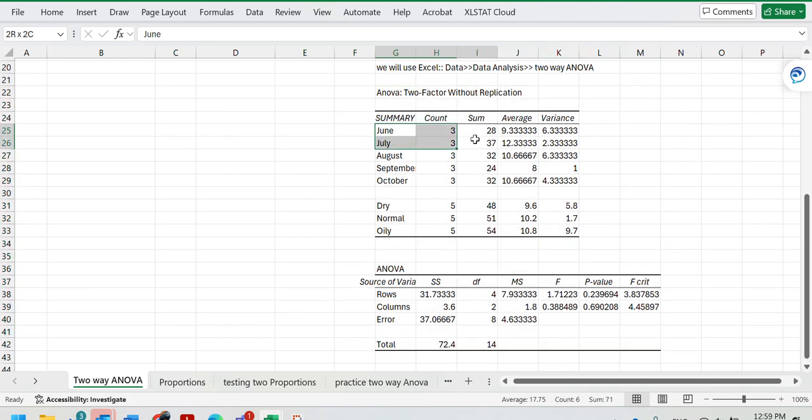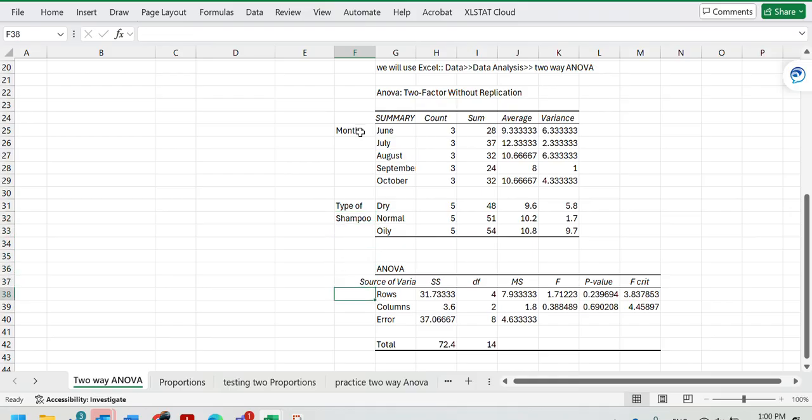Now it says for the months, right? What is the average of the month? How many numbers do you have for each month? What is the average? What is the variance? Same way across the columns, which is the type of shampoo, right? This is months. This is months. And this is type of shampoo. This is type of shampoo.